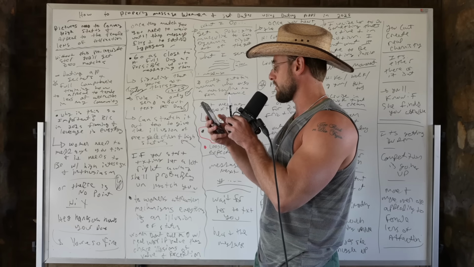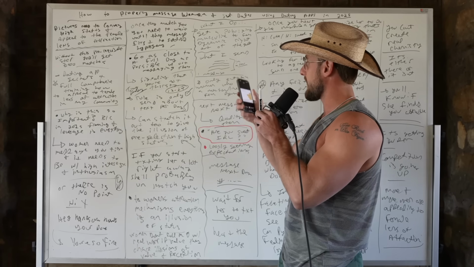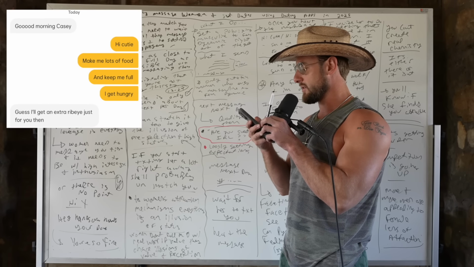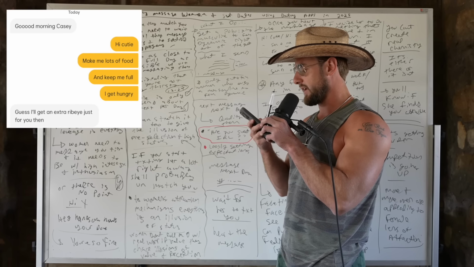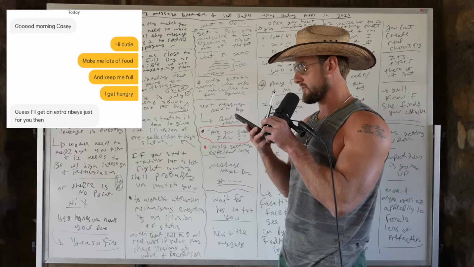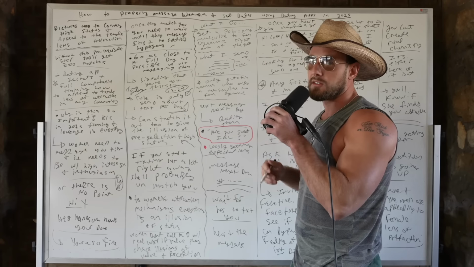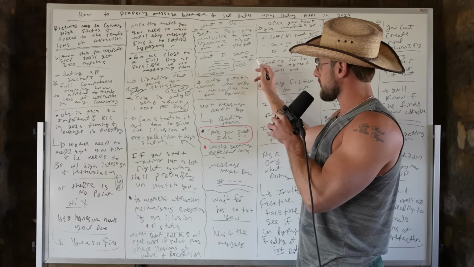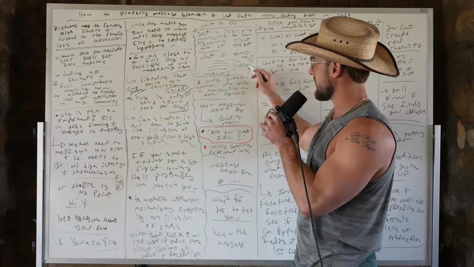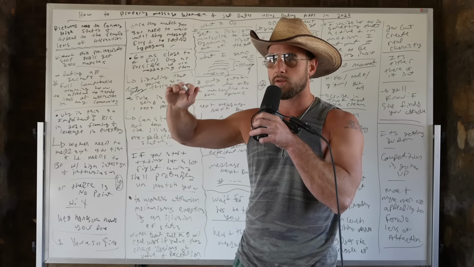So she put "Good morning, Casey," and then right out of the gate, I just set a typical masculine to feminine dynamic. So she says "Good morning," and I say, "Hi, cutie, make me lots of food and keep me full. I get hungry." And her reply was, "Guess I'll get an extra ribeye just for you then." Okay, so what I send is a few messages in a row. So that way it's like notification, notification, notification, notification, but it's still one message because all of these were sent within 10 seconds. This is how I prefer my text messages to be structured, short and sporadic.